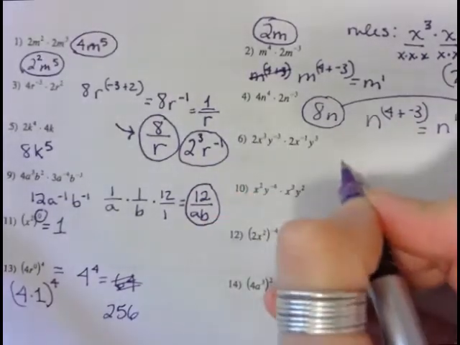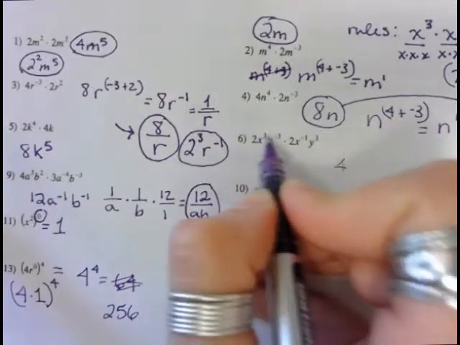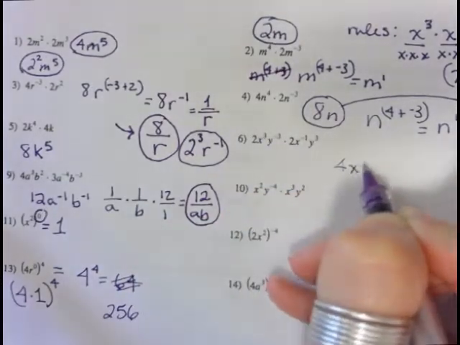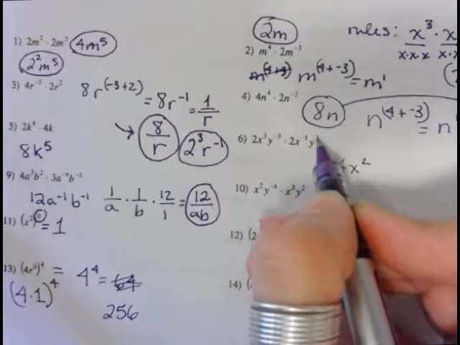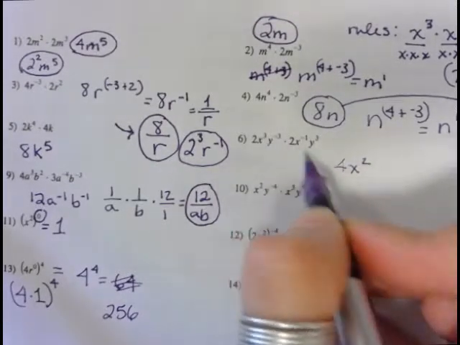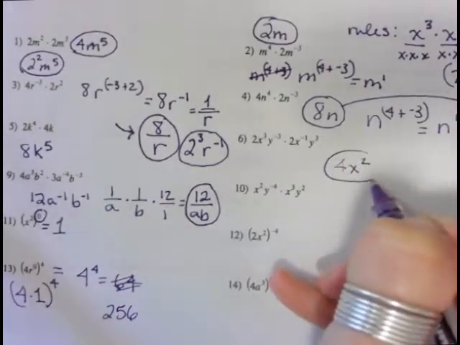2 times 2 is 4. X to the 3rd times x to the negative 1 is 3 plus negative 1, so 4x squared. Y to the negative 3 times y to the 3rd is y to the 0, which is 1, so I leave it alone.